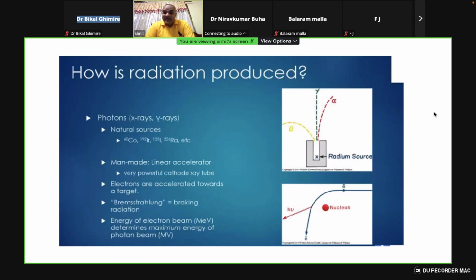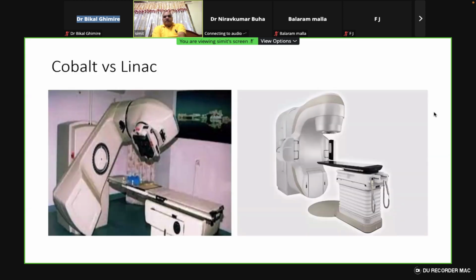So basically, linear accelerators are the machines which produce X-rays. Here electrons are accelerated towards a target. Because it's man-made, we can change the energy of the radiation. Cobalt is our traditional radiation machine, where we use cobalt-60 as the radioisotope. It's rarely used nowadays because of its limitations. Nowadays, most centers use linear accelerators. Even today, there are some centers which still use cobalt.